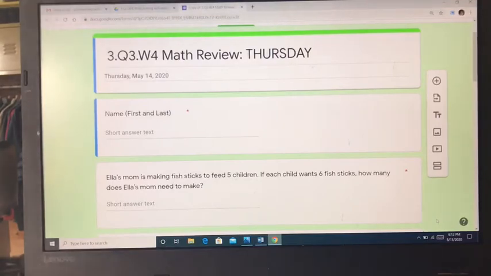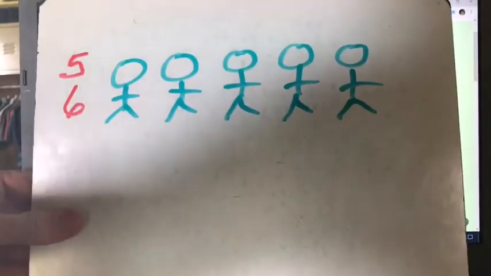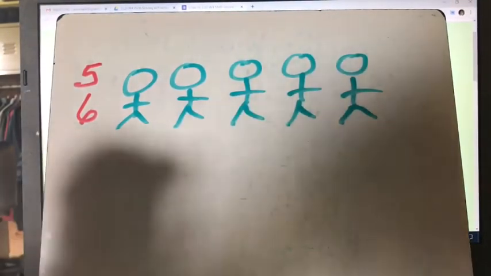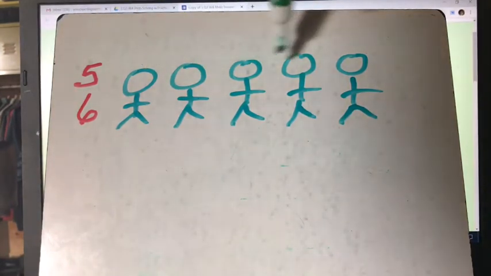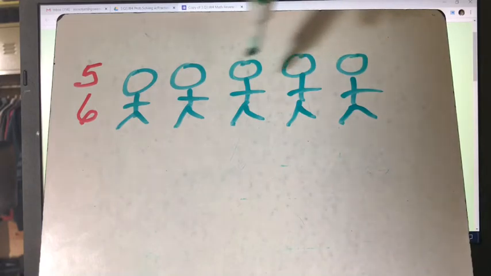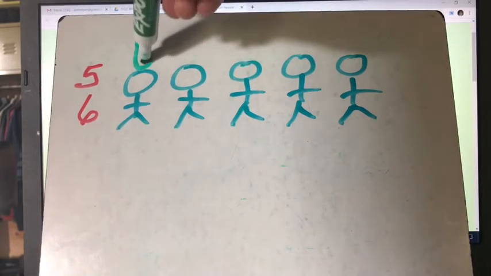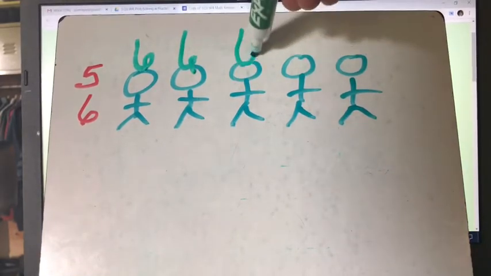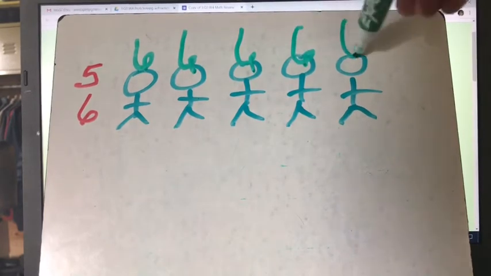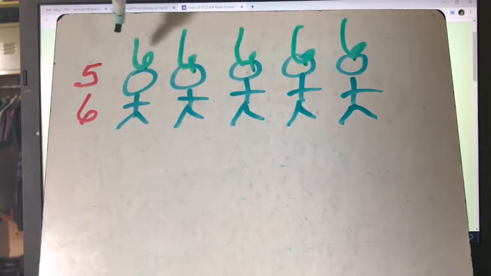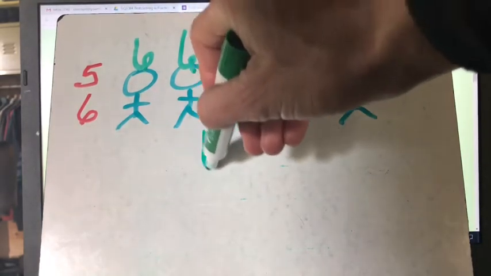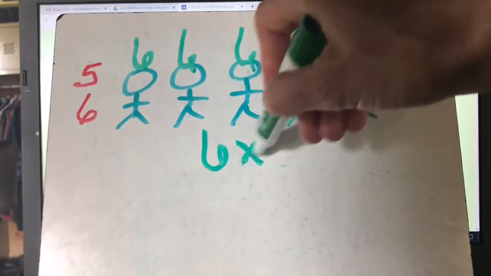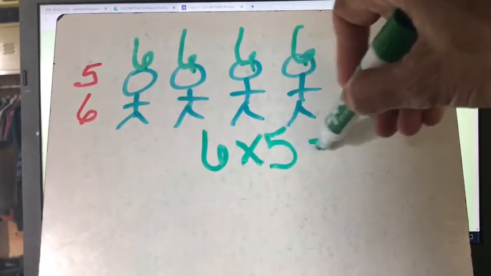All right, so let's see that as a picture. My numbers 5 and 6. I have 1, 2, 3, 4, 5 children, and I'm going to give each of them 6. So I can see the number 6 appears 1, 2, 3, 4, 5 times. I have the number 6 5 times or 5 6 times.